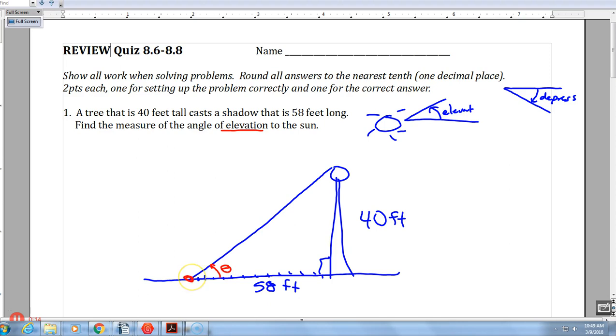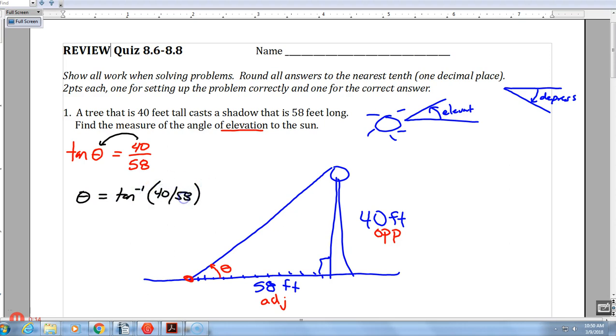So here's my reference angle. I label it. This is opposite. This is adjacent. So that means I need to use tangent. So the tangent of theta is the opposite over the adjacent. Anytime you want to find an angle measure, you need to do the inverse. So I take the inverse of both sides, and basically I got to jam this into my calculator because I don't have these memorized. So second tan 40 divided by 58, boom.